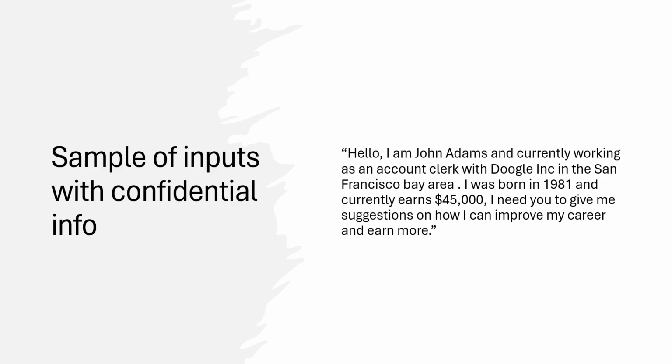If I say, hello, I am John Adams, your name is confidential information, especially a full name. I'm currently working as an account clerk, so this is the job title, with Dogo Inc., the place where the person works, in the San Francisco Bay Area, the location where the person goes to work every day. And I was born in 1981, giving his birth year, and currently earn $45,000 US. This is salary information, which is confidential.